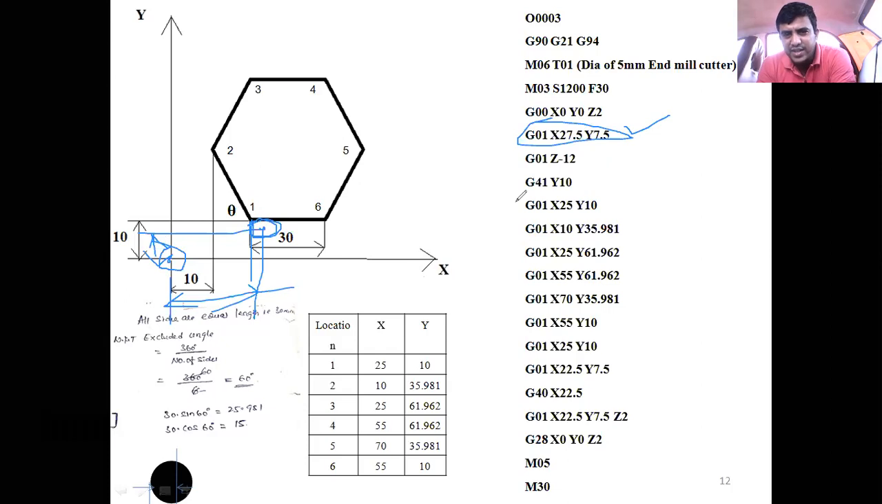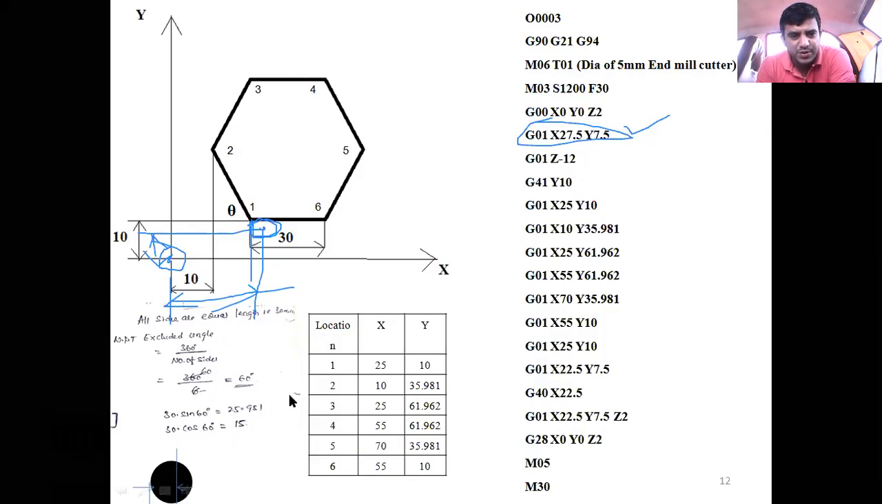Once the session has ended, there are 10 minutes, then rejoin the session again. Yes, tell me now. What's your doubt? Sir, why did you take X 27.5, sir? Yes, 2.5 is added here.